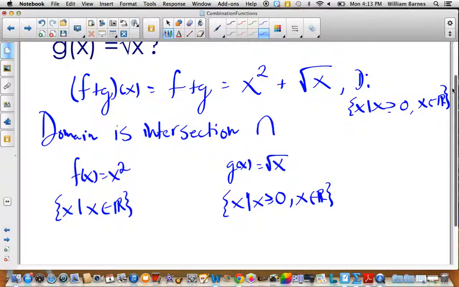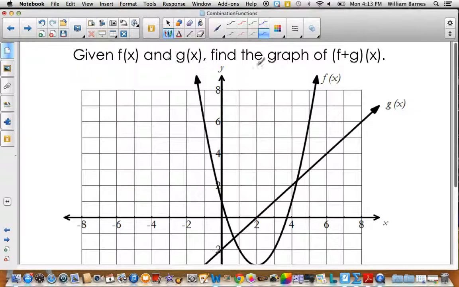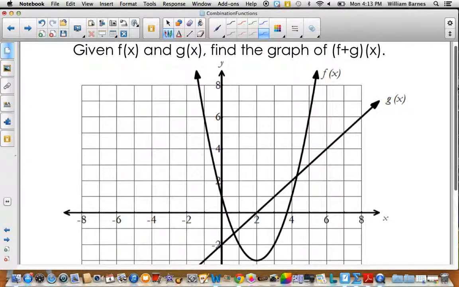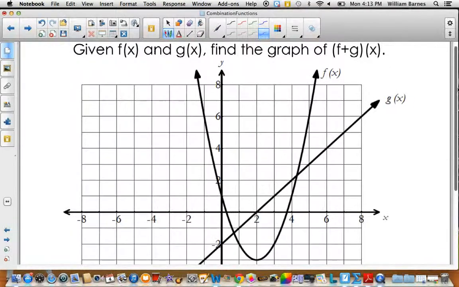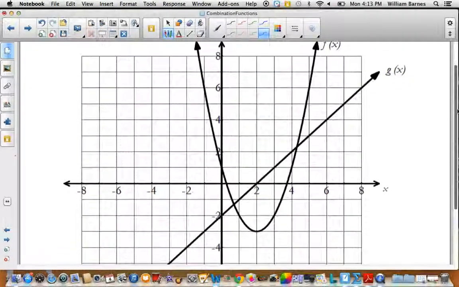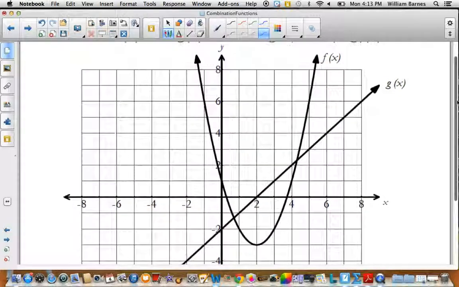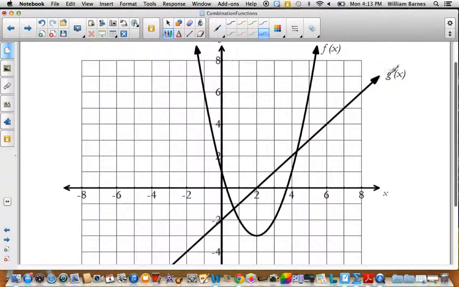Where does it overlap? Alright, so let's have a look at a graph of f of x and g of x, not the same ones we had last time, two different ones, and see how we could find the actual graph of f plus g of x. So what I usually do is I make a chart, but I'm not going to do that in this case. I just don't have the space for it, and it would take a long time on this video.